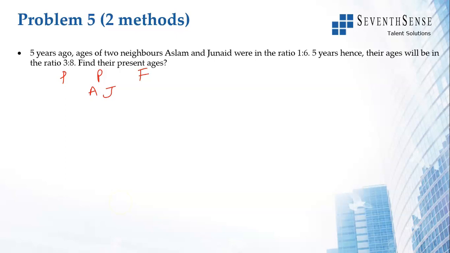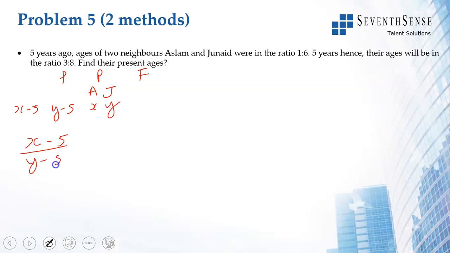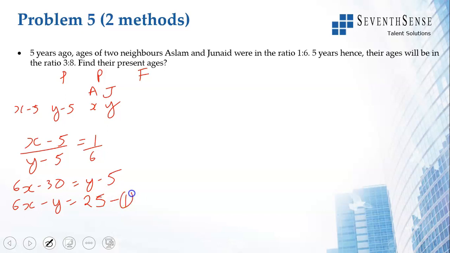You take Aslam's age as X and Junaid's age as Y. If you take Aslam's age and Junaid's age as X and Y, 5 years ago their ages will be X minus 5 and Y minus 5. What is that ratio? X minus 5 by Y minus 5, that ratio is 1 by 6. So let us form one equation. 6x minus 30 is equal to y minus 5. 6x minus y is equal to 25. That is equation number 1.